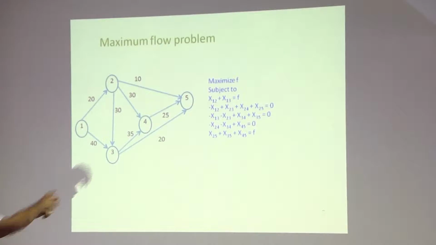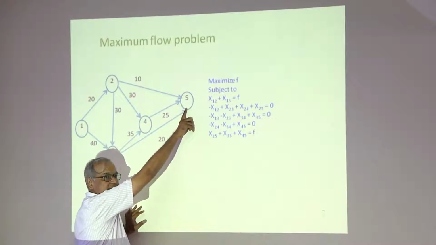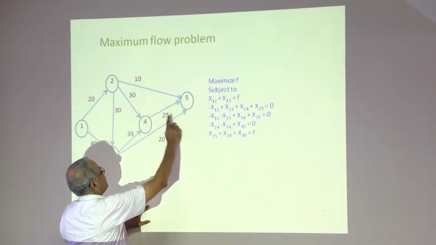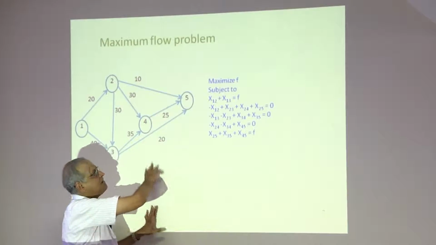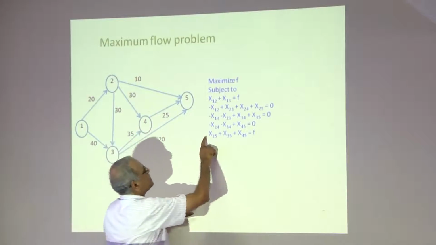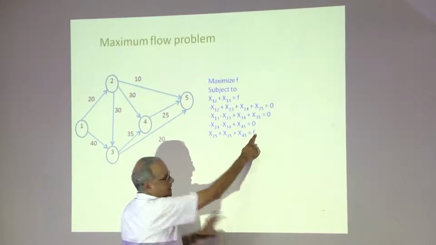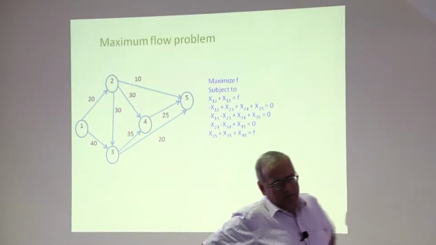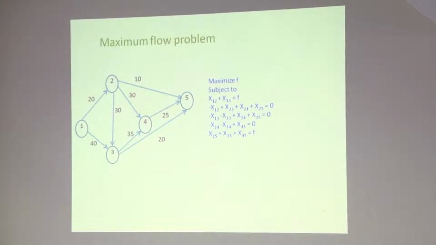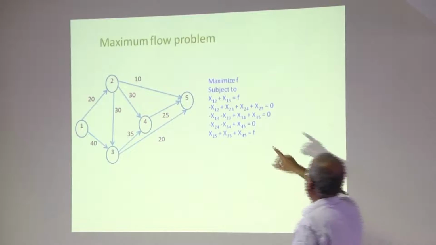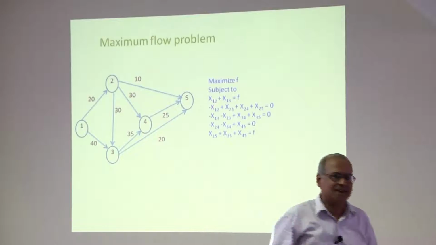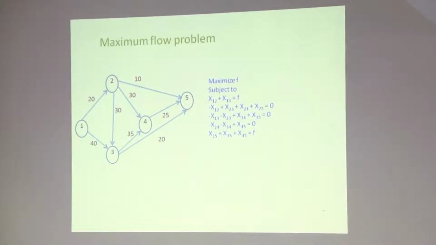Finally, whatever reaches, the flow f has to reach the sink. So f is equal to x25 plus x35 plus x45. For reasons of convenience, x25 plus x35 plus x45 equal to f. At some point I will multiply this with minus 1, but it does not matter. It is an equation, so I am okay. xij greater than or equal to 0, f greater than or equal to 0. Okay? That is an easy way to formulate this problem.